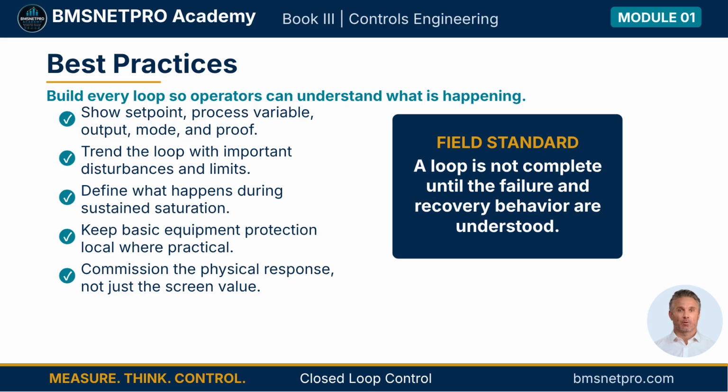A maintainable loop is visible and understandable. Operators should see the set point, process variable, output, active mode, proof, and any limiting condition. Trends should include disturbances and boundaries, not just one line. If a cooling valve stays at 100% while temperature remains high, the sequence should identify the sustained response problem. If a server is lost, basic local protection should continue. And during commissioning, do not stop at the screen. Confirm that the physical process responds correctly.